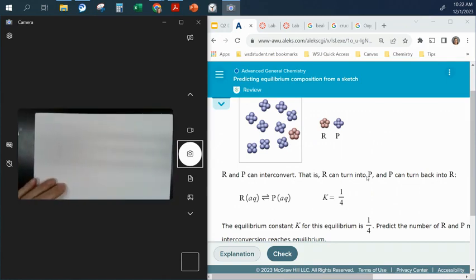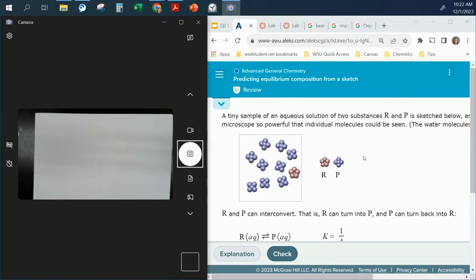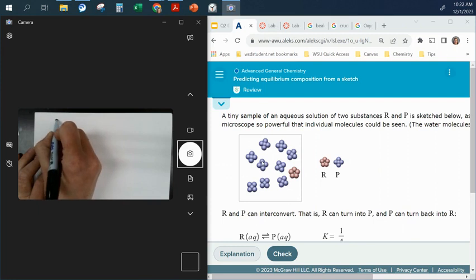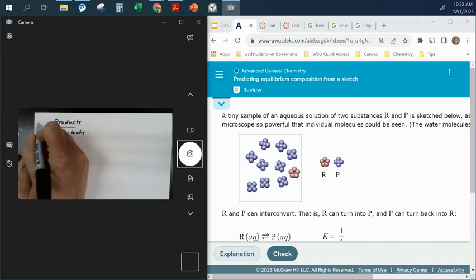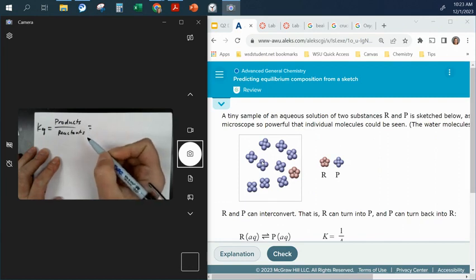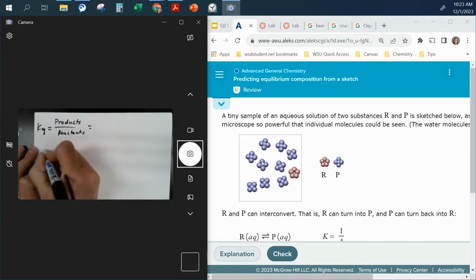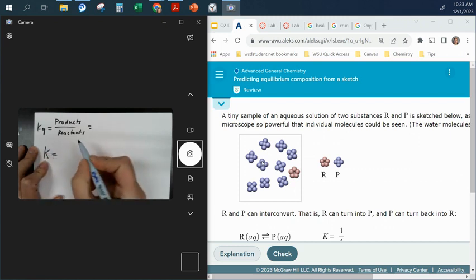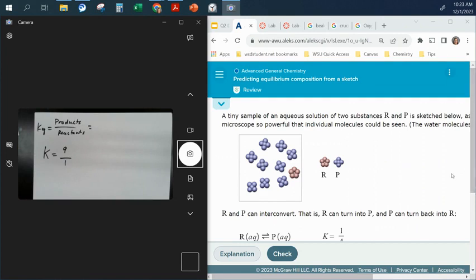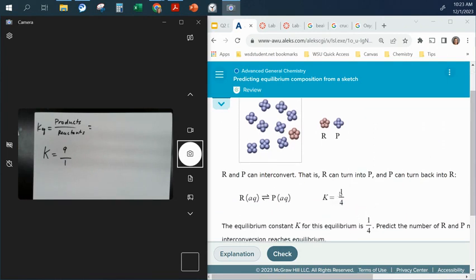For this problem, we only have 1, 2, 3, 4, 5, 6, 7, 8, 9, 10 things to work with. Right now we have 1 reactant and 9 products. So it has to be products over reactants if we're talking about an equilibrium expression. Right now we call that the reaction constant. Our reaction constant right now is products, we have 9 of those, and we have 1 reactant molecule. At equilibrium, it's going to be 1 over 4.